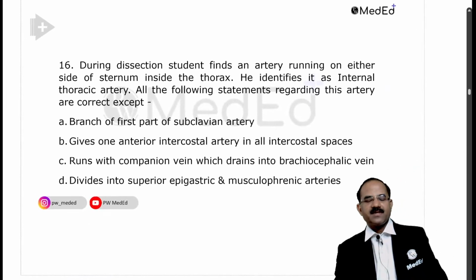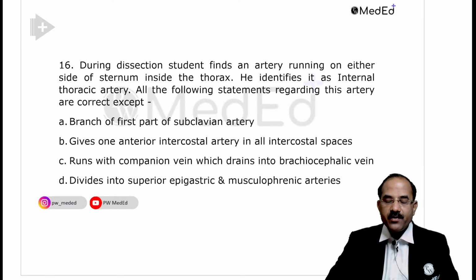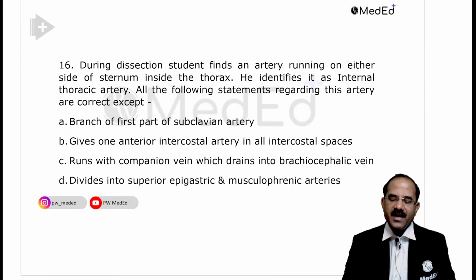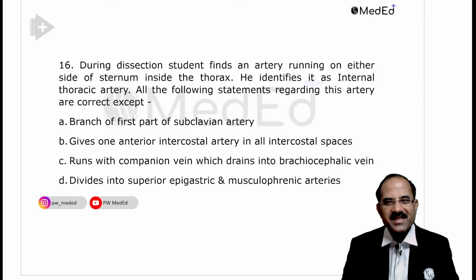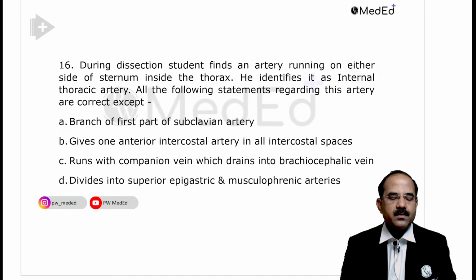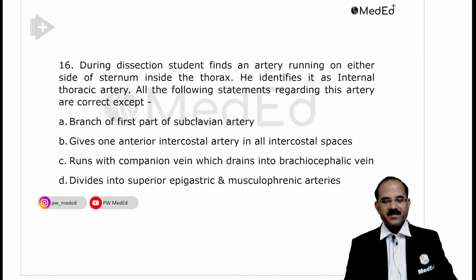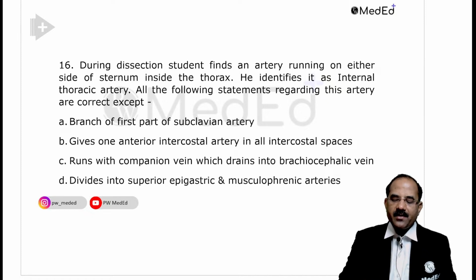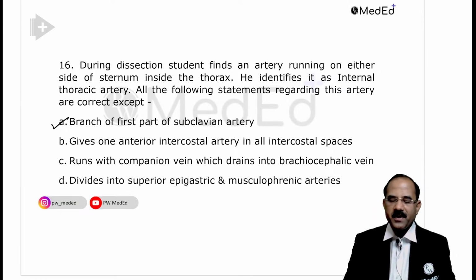Okay. Coming to the next MCQ. Come on, students, answer this. During dissection, a student finds an artery running on either side of the sternum inside the thorax. He identifies it as the internal thoracic artery. All the following statements regarding this artery are correct except. Very good, Khan. What is the answer for this? Internal thoracic artery is a branch of first part of the subclavian artery. Correct.